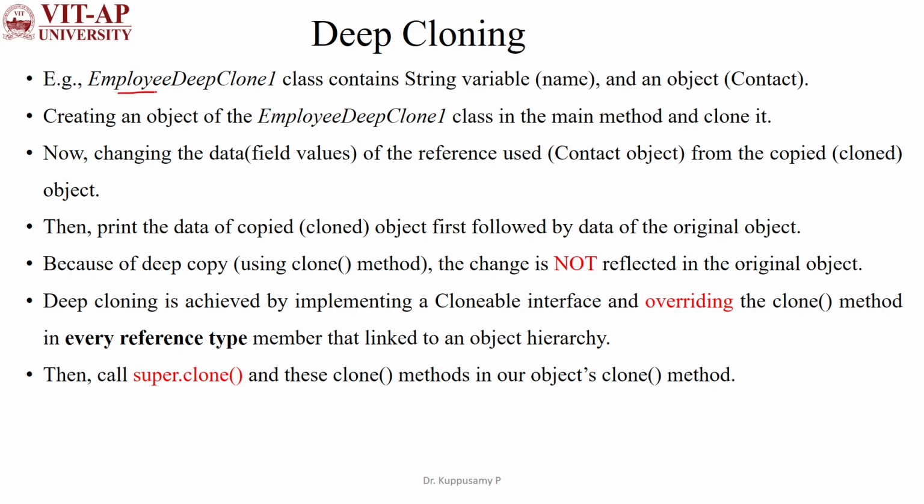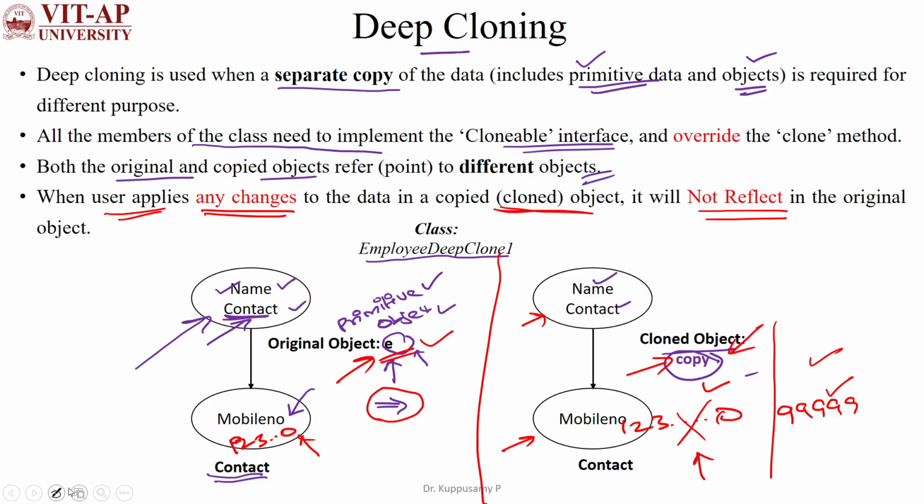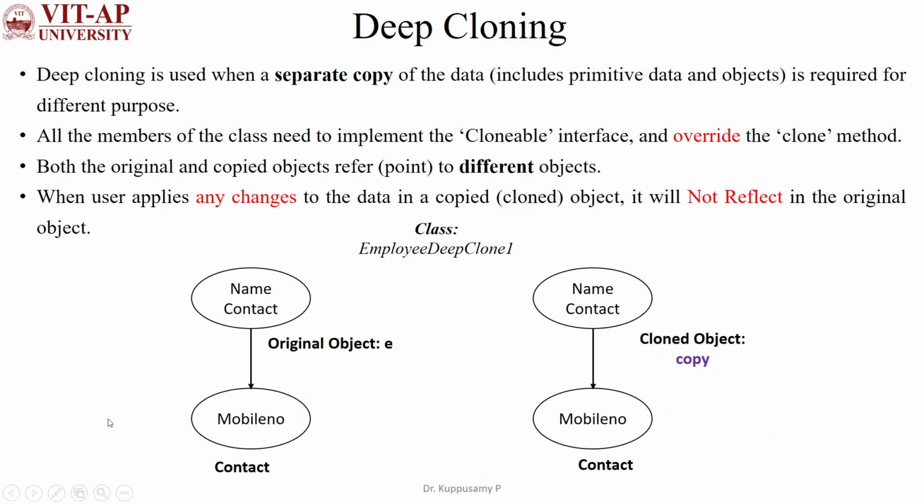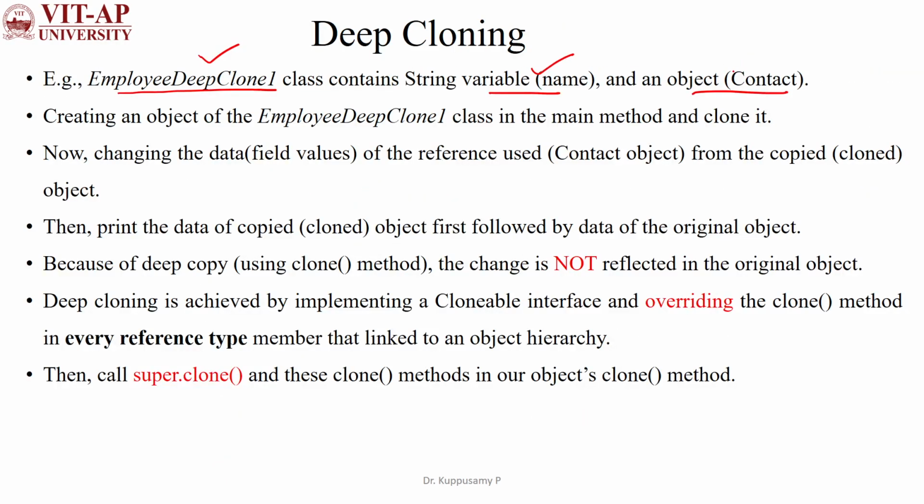So from this problem statement, I am creating the employee deep clone one with the name variable and the object contact. Our statement is that a separate copy of the object can have primitive data and objects. So here we are creating one integer and string variable and a contact object. Then we create an object using the employee deep clone one class inside the main method. Then we are going to apply the cloning.